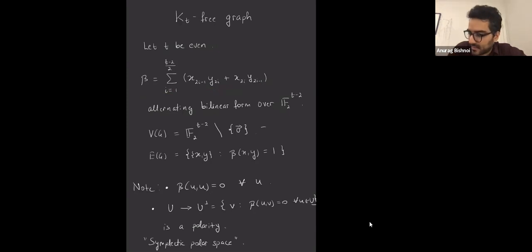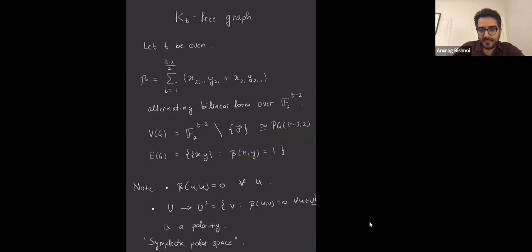So in fact, this is just isomorphic to the projective space of one lower dimension, because we are working over F2, right? So in the binary field, there's only one non-zero scalar multiple of any vector. So it's the same thing. So we have a graph on the points of this t minus 3-dimensional projective space, where we define adjacency by non-orthogonality. So x, y are adjacent if they are not orthogonal to each other, if beta of x, y is equal to 1.